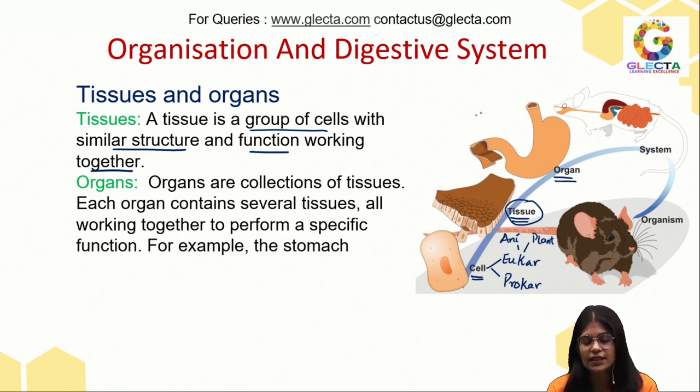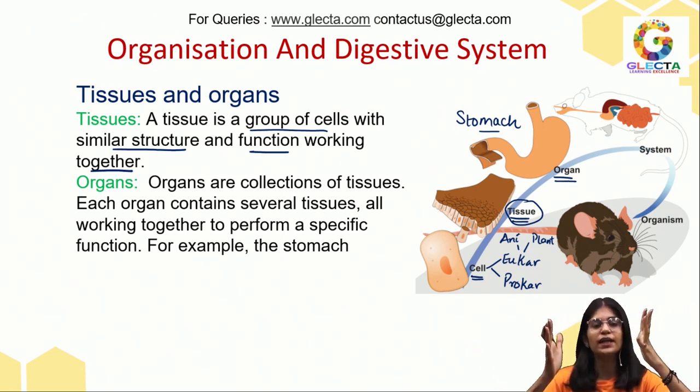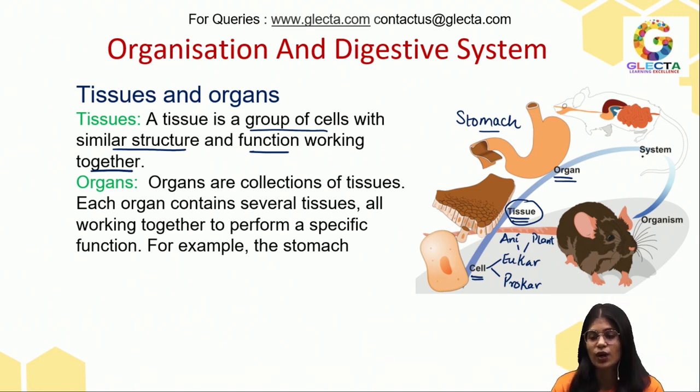For example, in this you see a stomach. The stomach may have a lot of different kinds of tissues, but all the tissues together in this organ are working in the digestive system. The main function of these tissues is always going to be to digest the food. Now, if you take a lot of organs and make a system out of them, it is known as an organ system. For example, as the name of the chapter says, the digestive system.